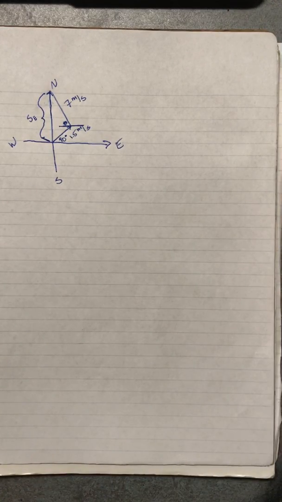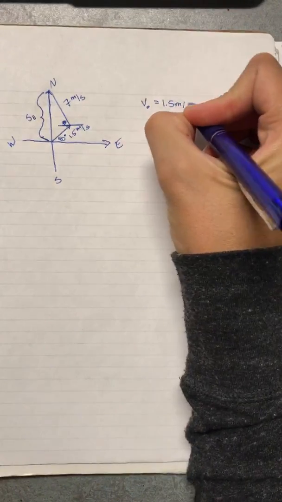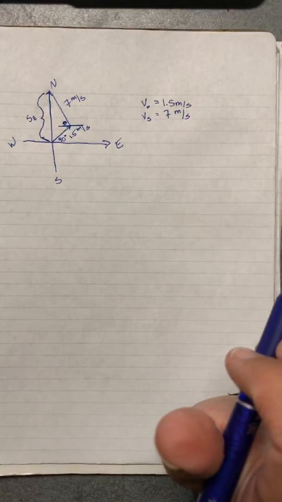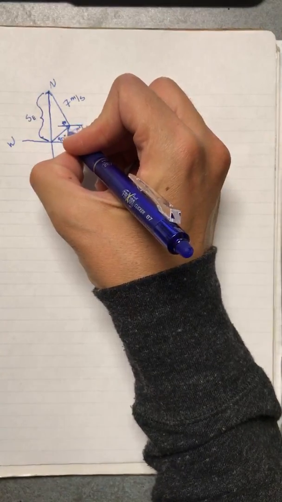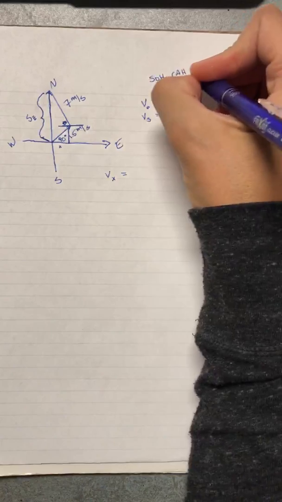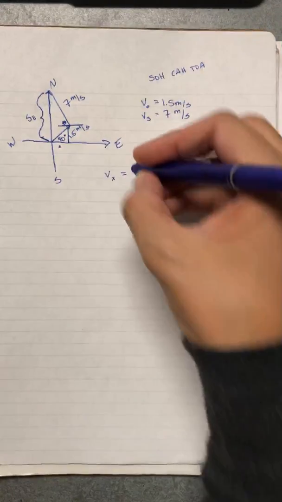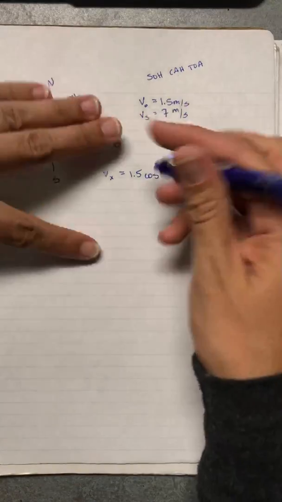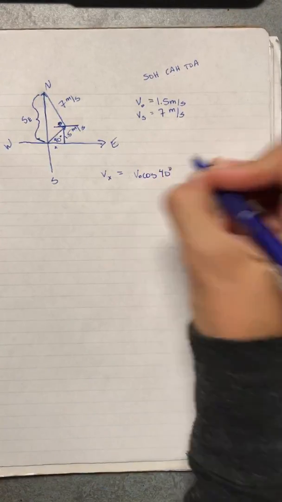So let's call this the velocity of the ocean, which is 1.5 meters per second. And then the velocity of the ship, which we're going to call 7 meters per second. And then let's write out our components. If we look at the velocity in the x direction, we need the x component of this one, which is right there. If we look at our SOHCAHTOA, that's going to be our adjacent side. So it's going to be V ocean times cosine of 40 degrees.